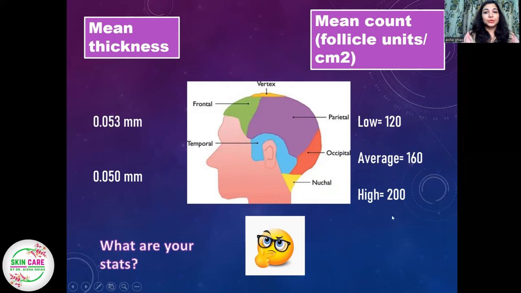So we usually do not know the stats of hair in our population. We are usually referring to the stats that are given in the international studies. So for the matter of ease, I must tell you that the number of hairs might be different in different areas of the scalp, for example, vertex, frontal, temporal, parietal, occipital. If the number of hair follicle units is low, it would be about 120 per centimeter square. And if it is average, it would be around 160. And the higher number, which usually is a very healthy scalp, will contain about 200 follicular units per square centimeter. And 0.053 is the mean thickness of the hair.